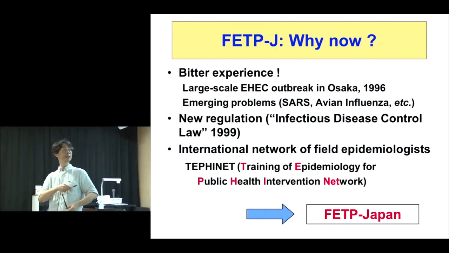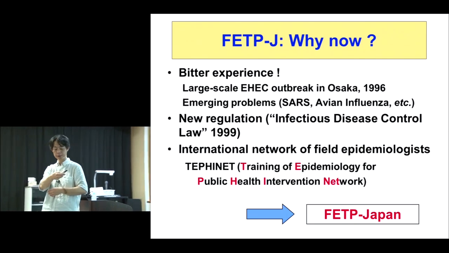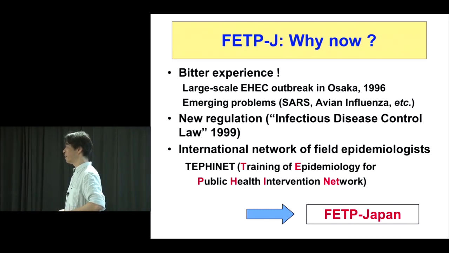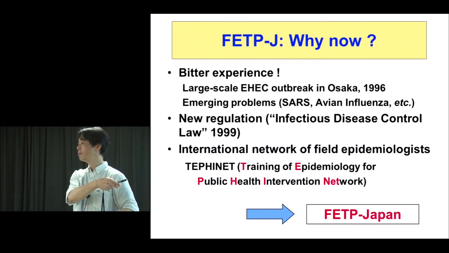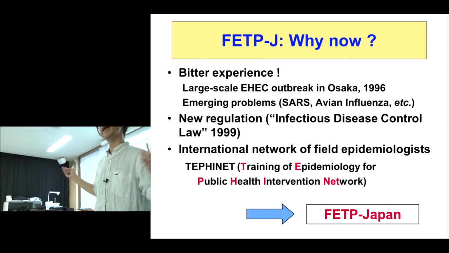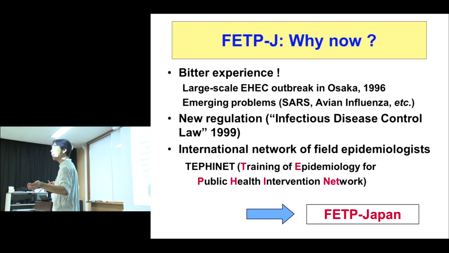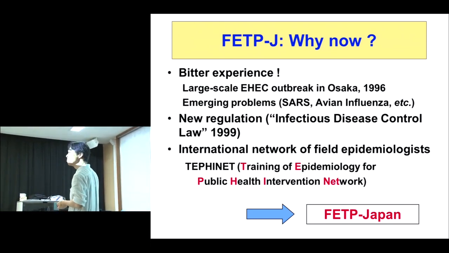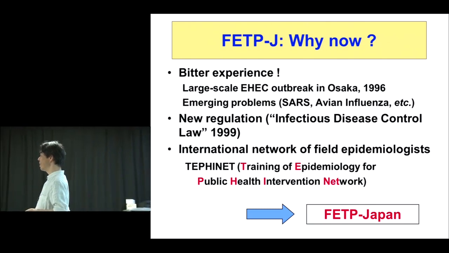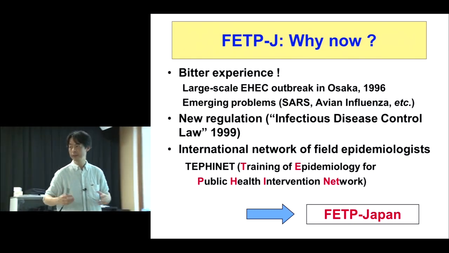I'll give you some background on why Japan started FETP. Japan desperately needed field epidemiologists. Do you remember in 1996 we had the O157 EHEC? You know EHEC, enterohemorrhagic E. coli infections. Have you ever heard of Osaka 1996, when we had a huge outbreak of EHEC? Have you ever heard about that? Or do you remember 1996? Was somebody involved in such outbreaks? 食中毒のアウトブレイクですね。どうですか？関わったことは、子供、もう何年前かな？20年ぐらい前ですよね。関わりになった方いらっしゃいますかね？So this is one of the eye-opening events for Japanese communities and the Japanese government.